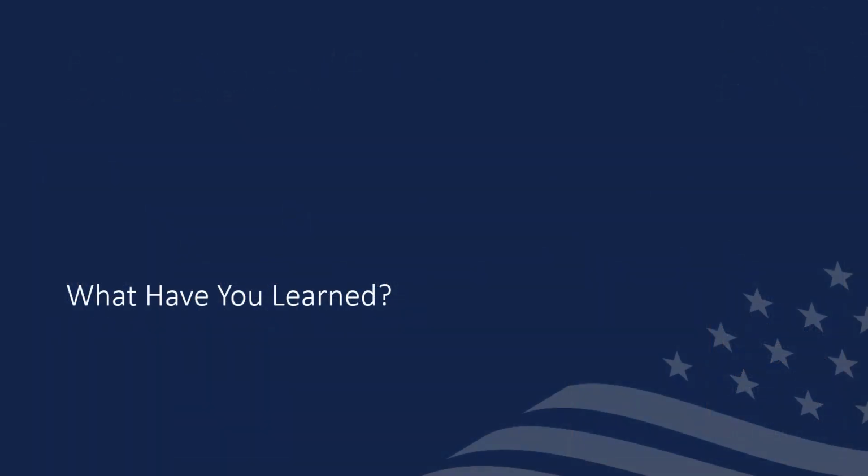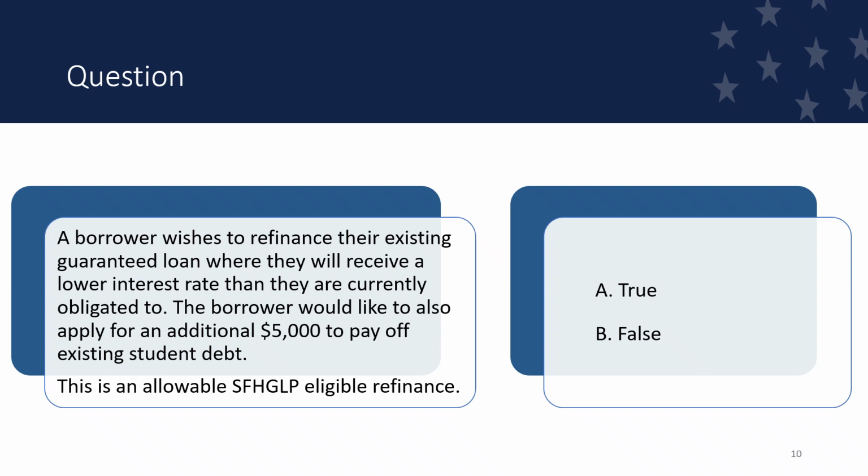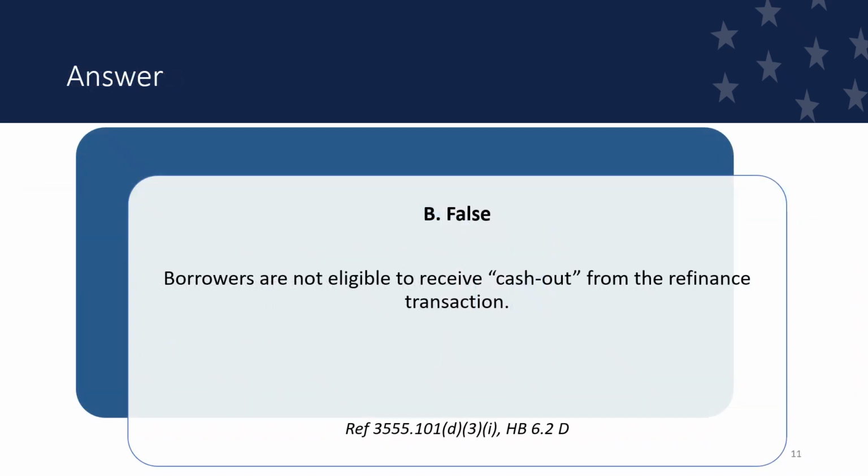Let's review some FAQs that we have received from lenders regarding the refinancing of USDA loans. A borrower wishes to refinance their existing guaranteed loan where they will receive a lower interest rate than they are currently obligated to. The borrower would also like to apply for additional $5,000 to pay off existing student debt. This is an allowable program eligible refinance. True or false? The answer is false. Borrowers are not eligible to receive cash out from a refinance transaction.